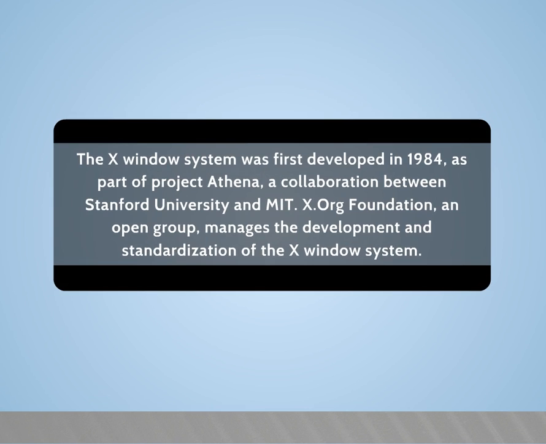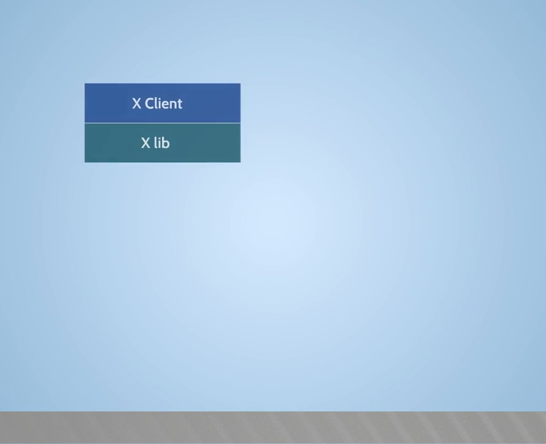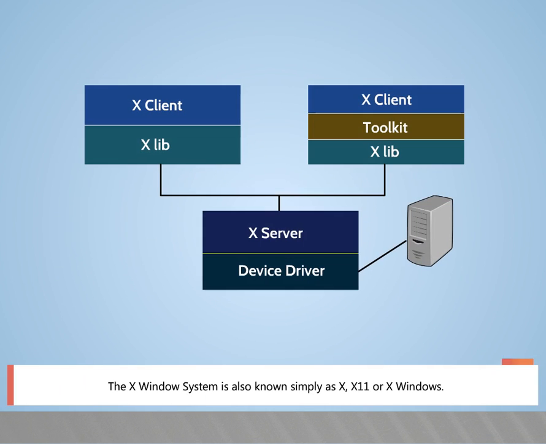The X Windows system was first developed in 1984 as part of Project Athena, a collaboration between Stanford University and MIT. X.org Foundation, an open group, manages the development and standardization of the X Windows system. The X Windows system is also known simply as X, X11 or X Windows.